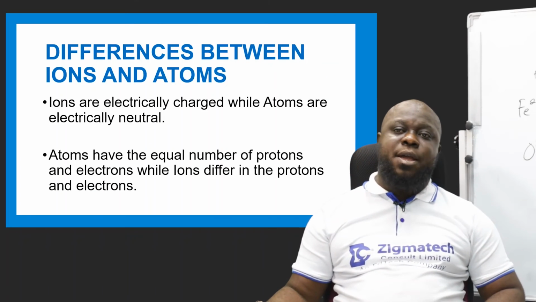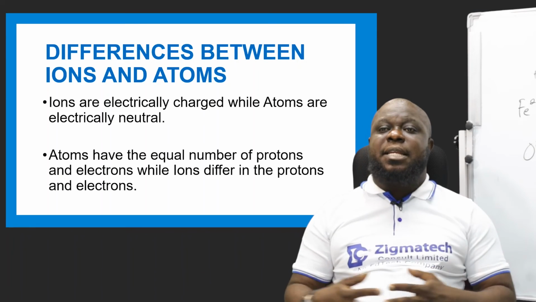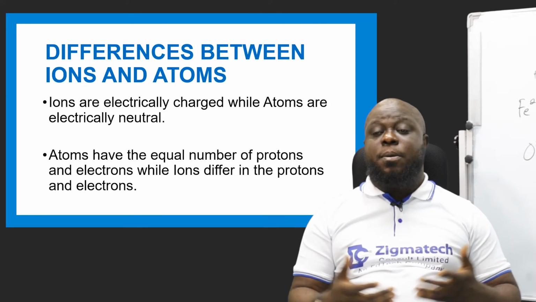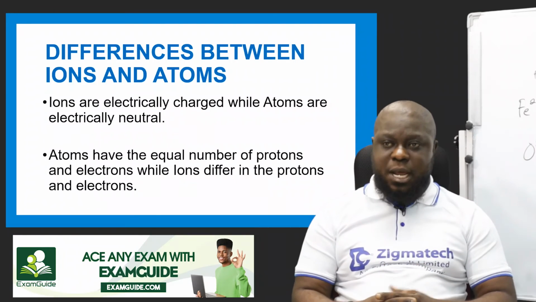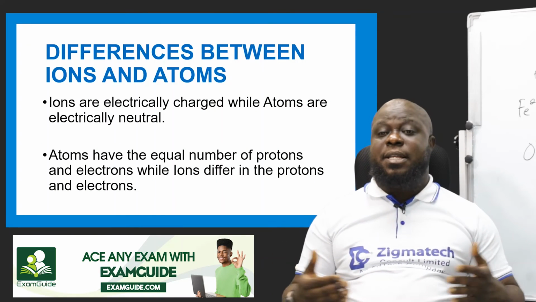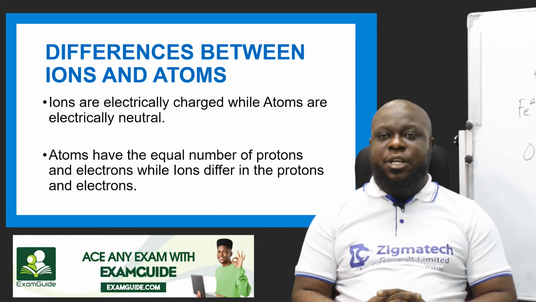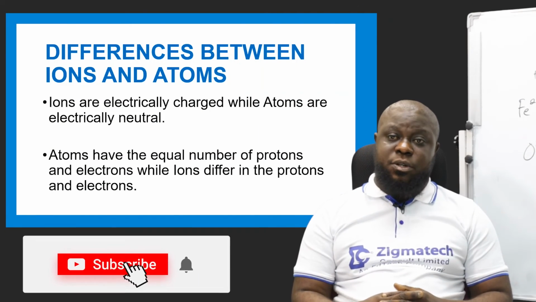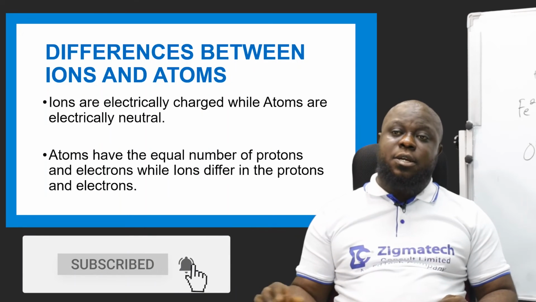Now, difference between the ions and the atom. The ions are electrically charged, while atoms are electrically neutral. I told you that the atoms have the same number of protons and electrons, so they're electrically neutral, while the ions have two different charges. Now, the second one says atoms have equal number of protons and electrons, while ions differ in protons and electrons. I told you that, and already you know that.